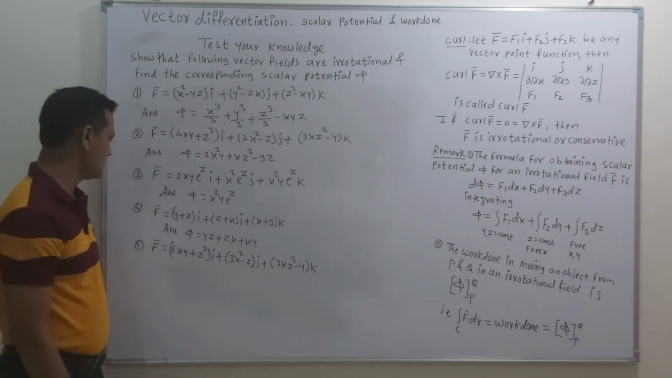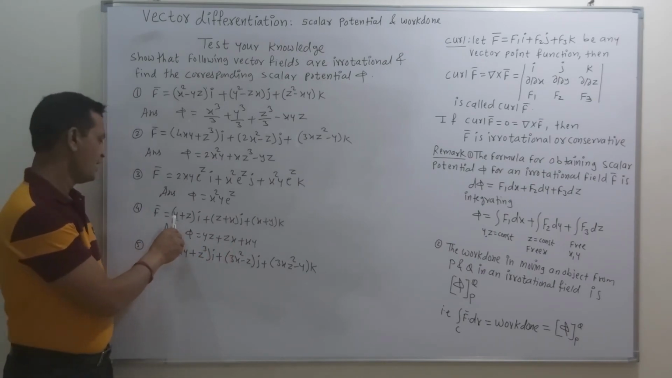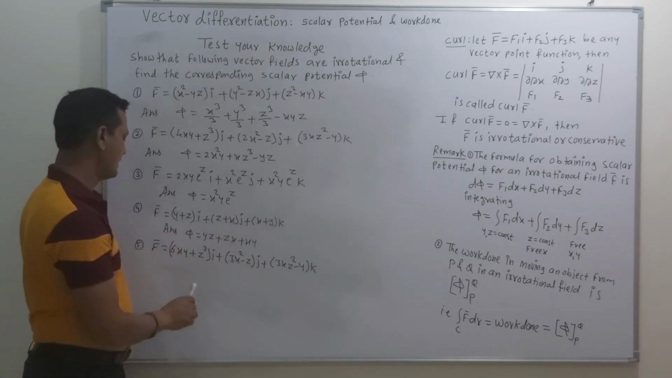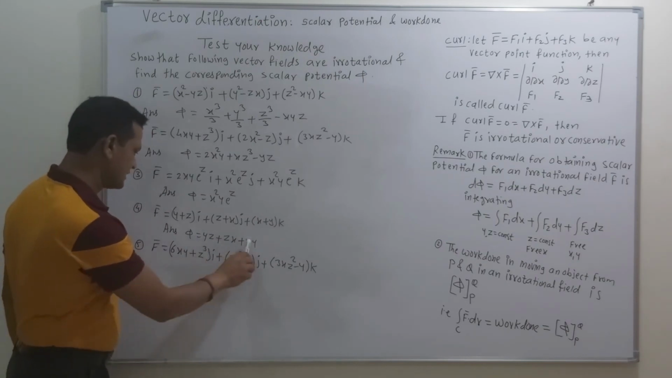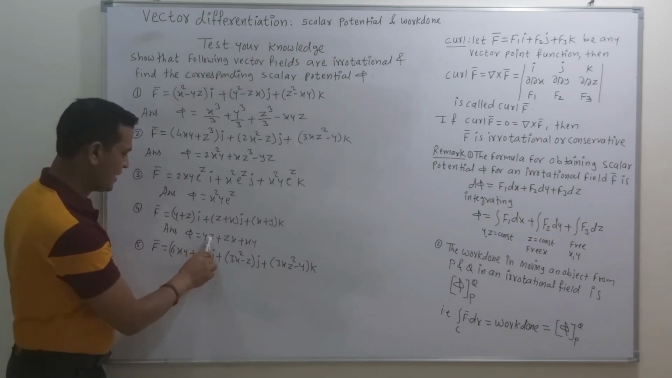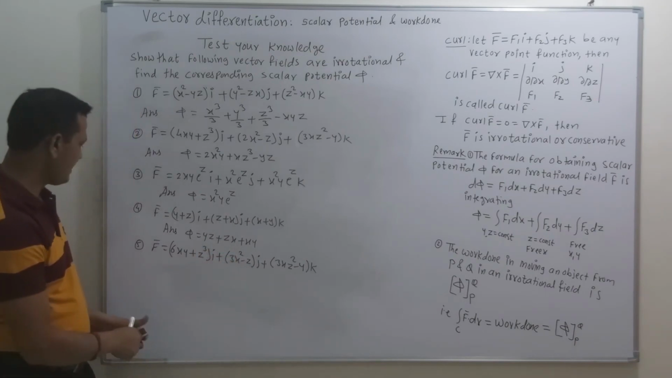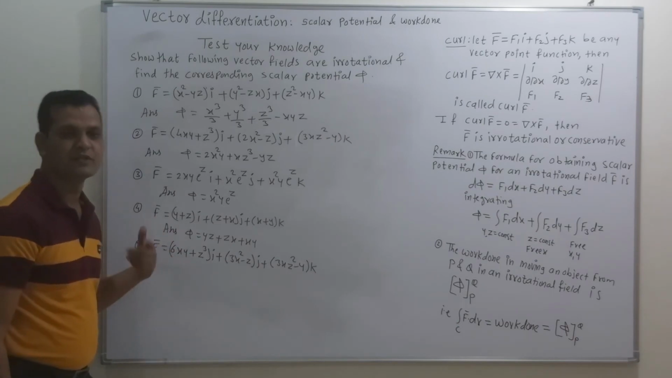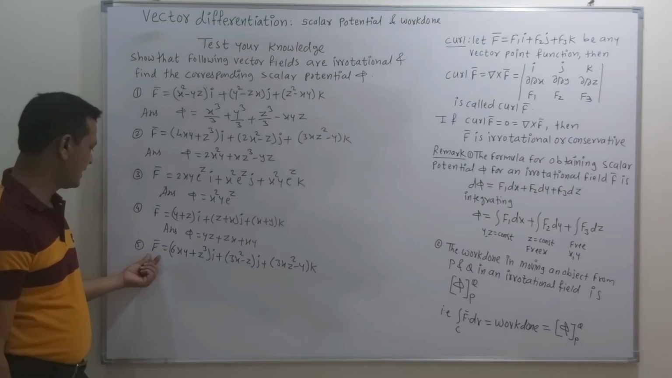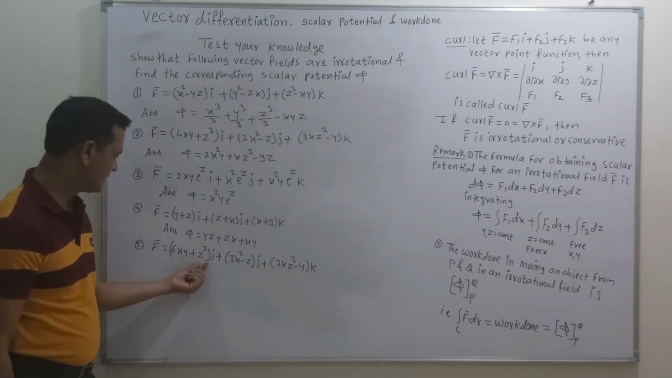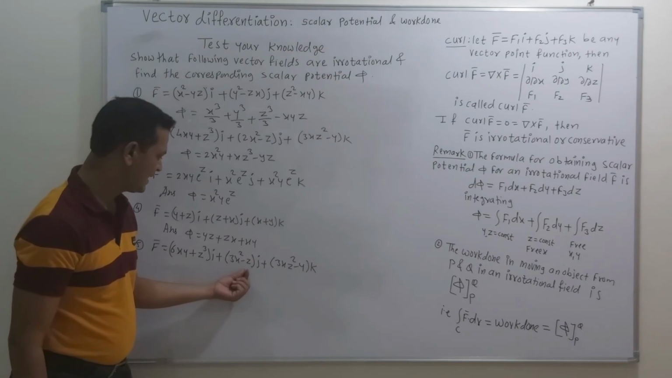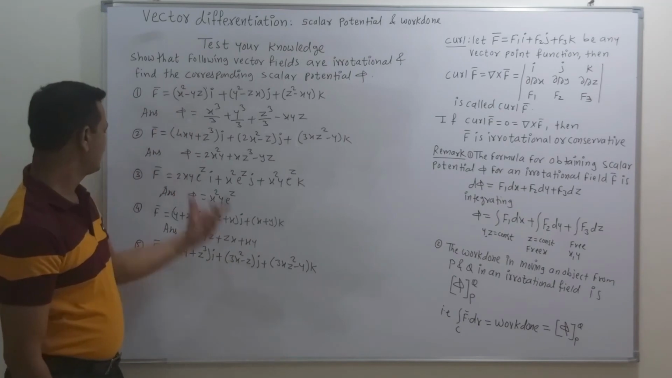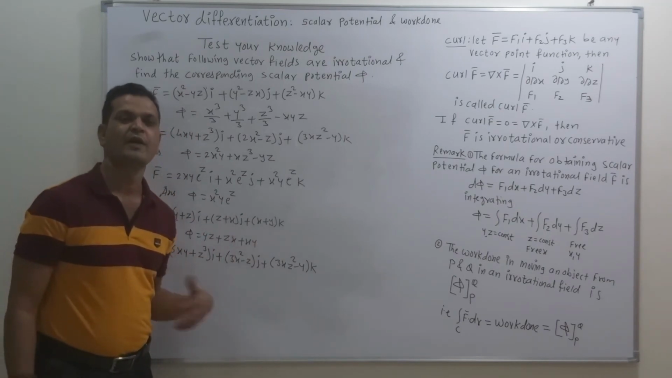The second last question: vector field f bar is given as (y plus z) i plus (z plus x) j plus (x plus y) k. Again irrotational, and the value of scalar potential is yz plus zx plus xy. The last question is to find the scalar potential of the vector field f bar, which is (6xy plus z cube) i plus (3x square minus z) j plus (3xz square minus y) k. So these are the 5 important questions for your practice purpose.